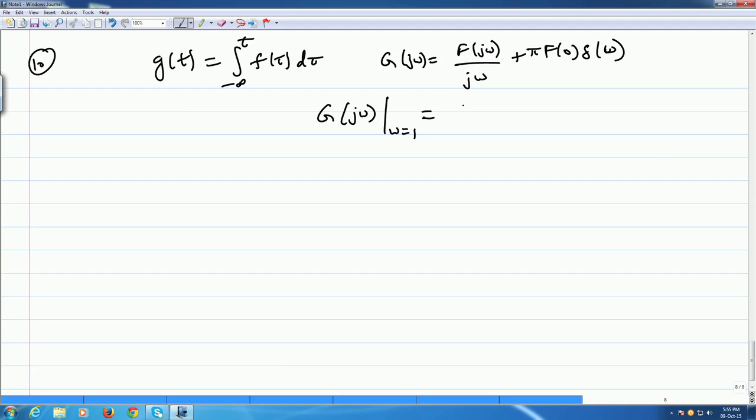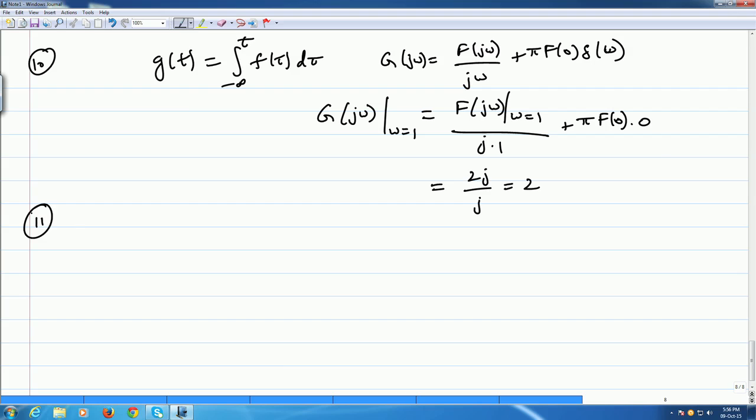So, if you do this, you have to put omega equal to 1 here. So, you get f of j omega for omega equal to 1 divided by j into 1, omega is 1, plus pi f of 0 times what is going to be delta of omega when omega is 1, that is going to be 0, okay. So, this thing simply evaluates to f of j omega at omega equal to 1, and that is given as 2j. So, 2j divided by j, which is equal to 2, okay. So, that is the 10th question.